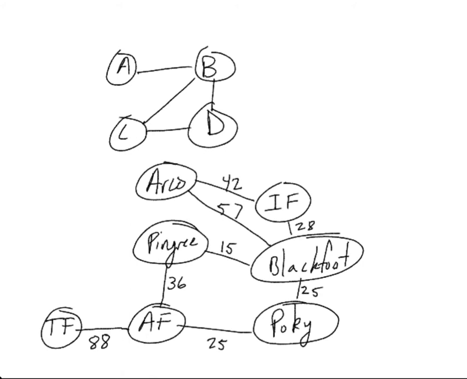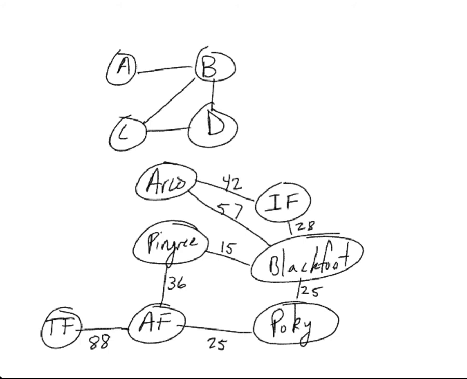So here is one of the classic uses of a graph. It's a graph of cities in southeastern Idaho. And each edge is labeled with the number of miles between the two cities. So I have Pocatello in the bottom right. There are 25 miles from Pocatello to American Falls, 88 miles from American Falls to Twin Falls, and so on. There are many interesting things we can see in this graph.